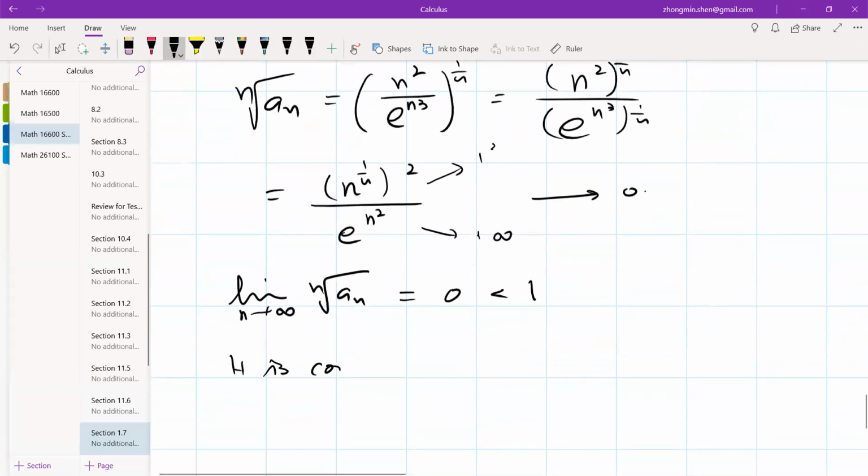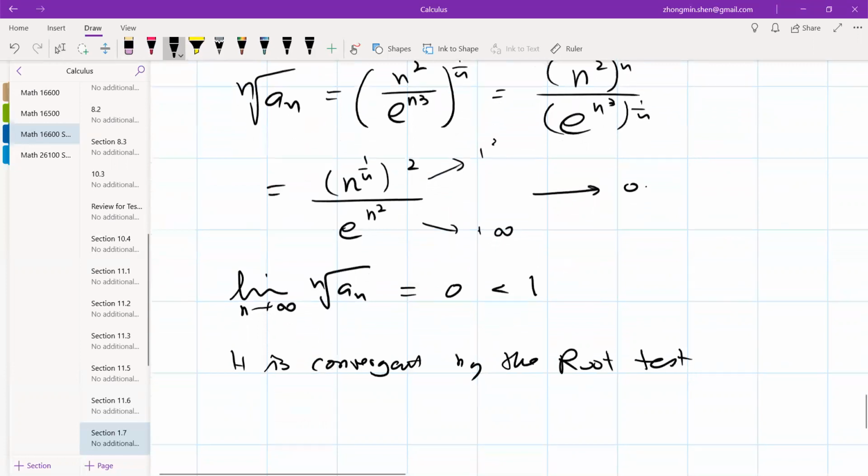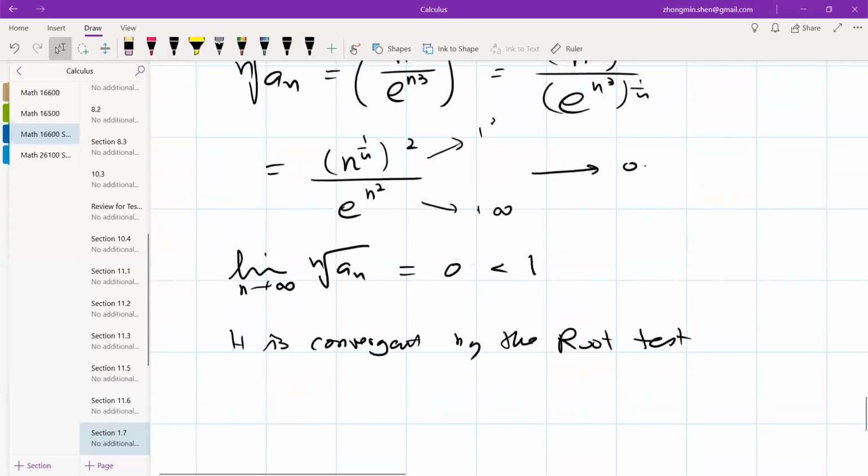So it is convergent by the root test. You can also prove it using the ratio test. The ratio test is slightly more complicated than the root test. You can try it.